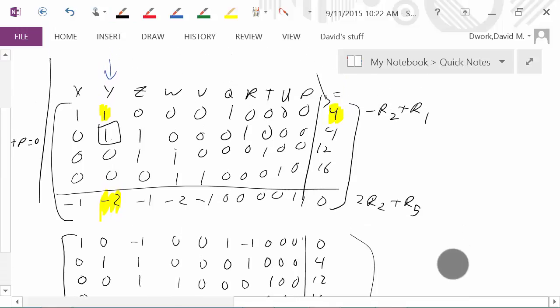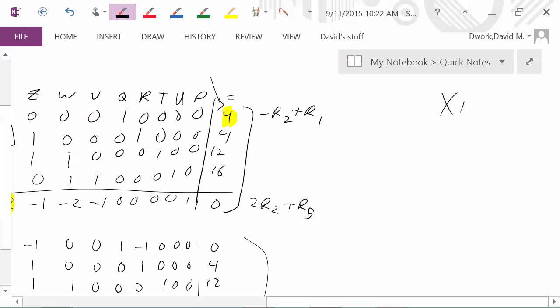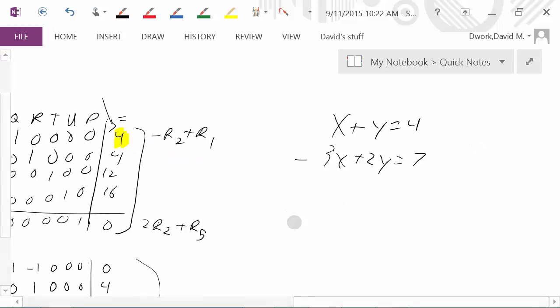So I say to myself, elimination technique. If I had something like x plus y equals 4 and negative 3x plus 2y equals 7, okay, how would I know what number to pick? How would I know what to multiply by? Well, I'm going to pick something that's easy, where I multiply one equation by a number.